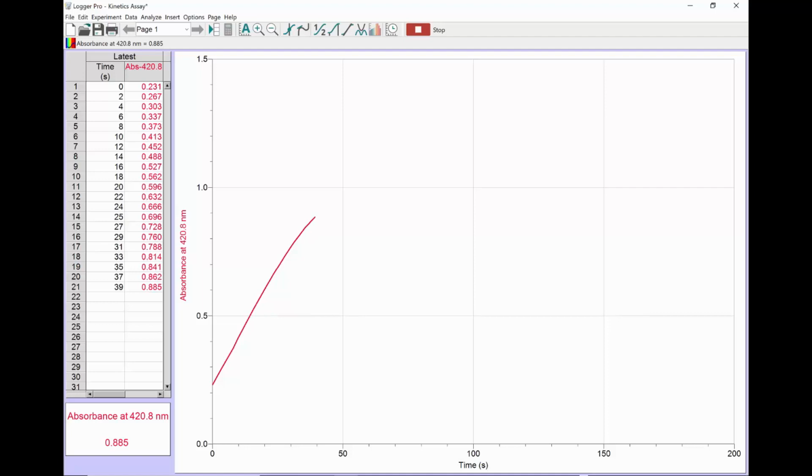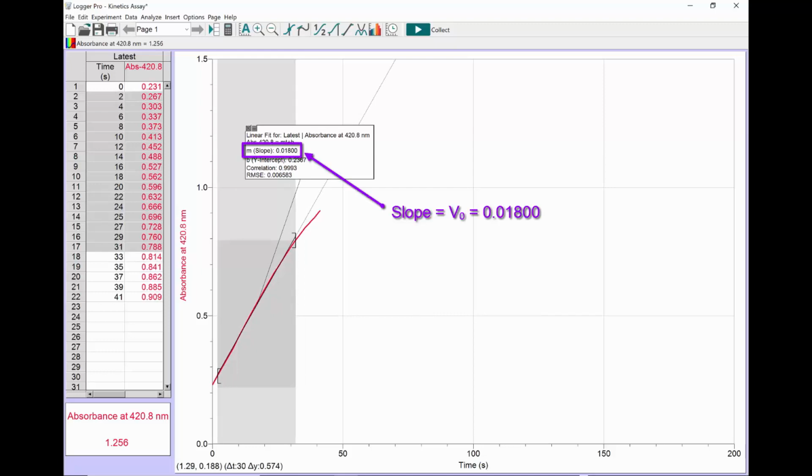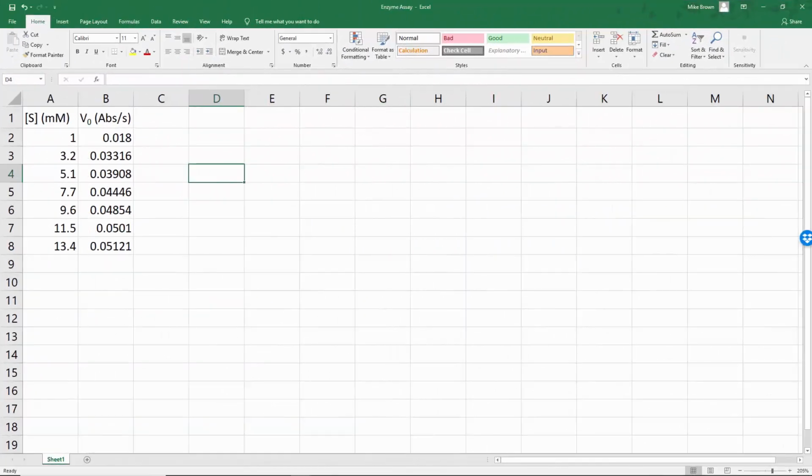After 30 seconds to a minute, we can stop the measurement, perform a linear fit of the portion of the curve before it starts to level, and record the slope. That's the V0 for this substrate concentration. I'll repeat that process for the remaining 6 cuvettes and collect all the information in a table like this. The first column contains the different substrate concentrations, and the second column has the corresponding slopes, the V0s.